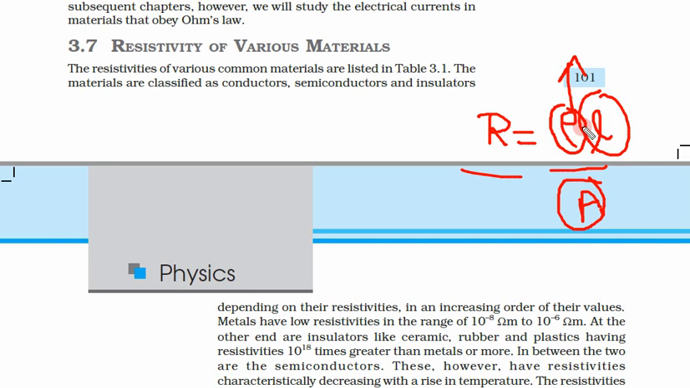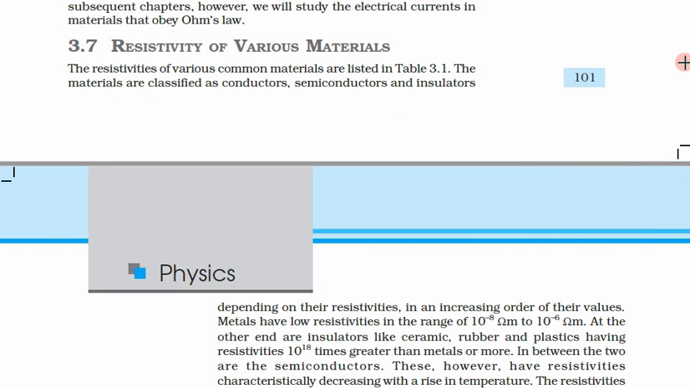Suppose for two samples, the material is the same but their resistance is different. That means their dimensions are different: either one piece is longer than the other or their cross sectional area is different. But if we calculate resistivity for both of them, since both are made of copper, the resistivity would be the same. So resistivity is a fundamental constant which depends only on the material, not on its size.